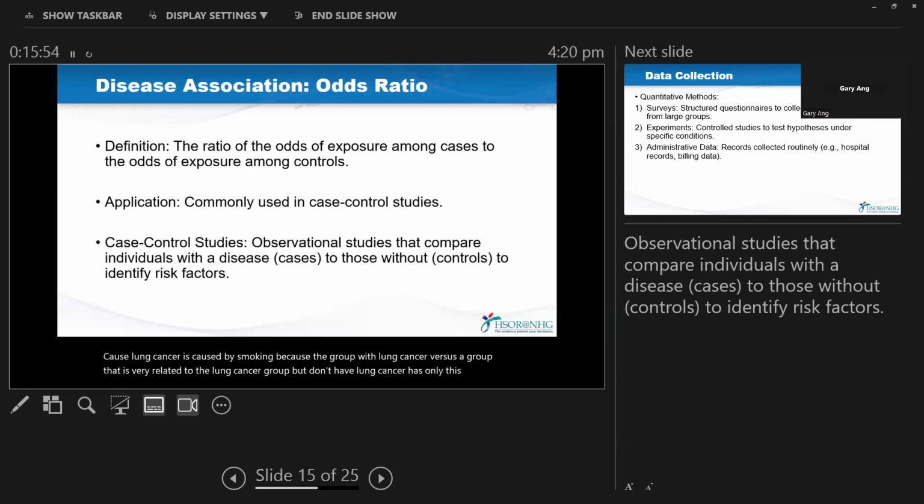So that's how I came out with this odds ratio. It's very common for rare diseases, which can use this design. This is an observational study to compare individuals with the disease, the cases, with those without the disease. But the selection criteria is very important, because your controls must be very similar to the cases. Otherwise, it's an unfair comparison. So selection of controls is important. Okay, so this is case control study.